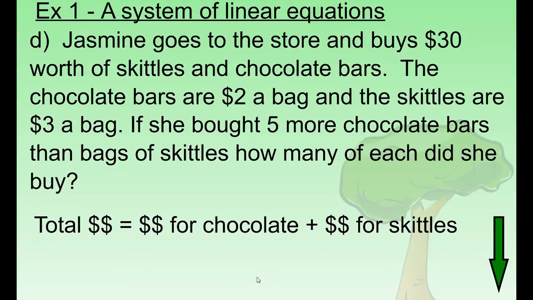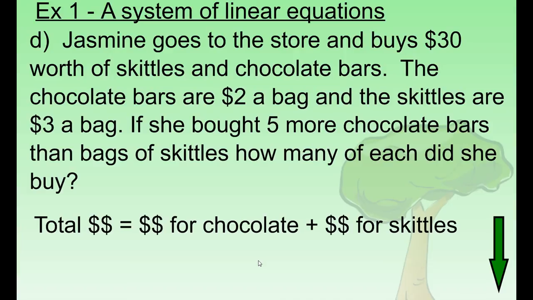Letter D here, a little wordy problem. It says Jasmine goes to the store and buys $30 worth of Skittles and chocolate bars. The chocolate bars are $2 a bag, and Skittles are $3 a bag. If she bought 5 more chocolate bars than bags of Skittles, how many of each did she buy?